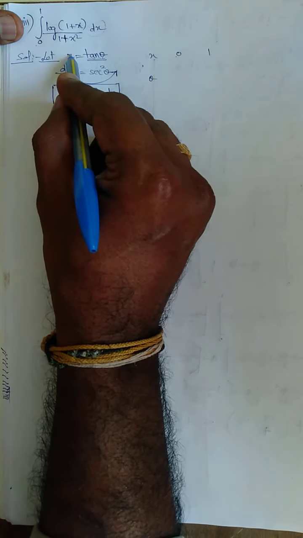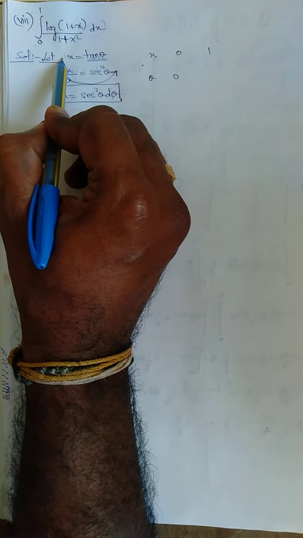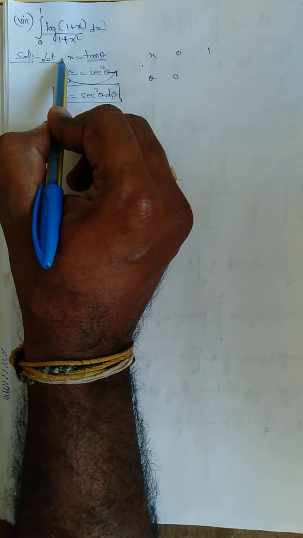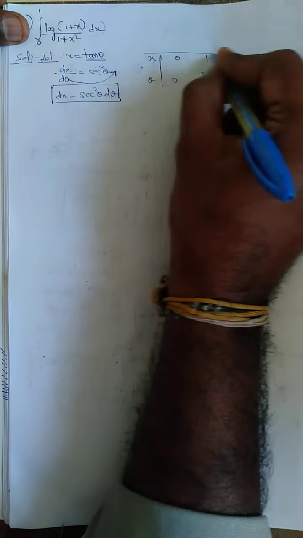When will tan become 0? At 0 only, so put 0 as it is. When x is equal to 1, tan theta will become 1 at nothing but pi by 4. At pi by 4 only tan becomes 1, because 45 degrees is pi by 4. After writing this, you can apply.